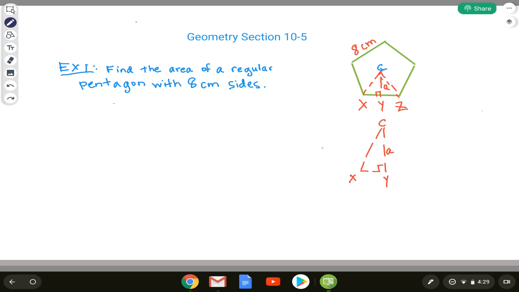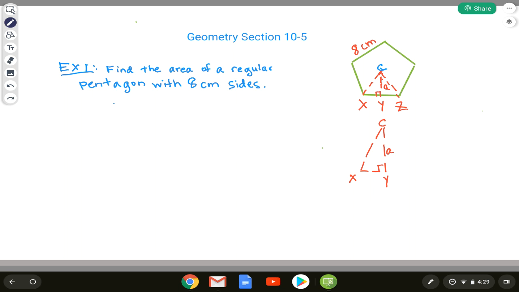So I've drawn a picture of a regular pentagon. I've labeled the 8 centimeter side, and I also have labeled a few other points. The first is the center C, and I've drawn in the radius C to X, and also C to Z as a radius. They form a triangle there that looks like a little piece of pie. And then inside that I've drawn the apothem from the center down to point Y.